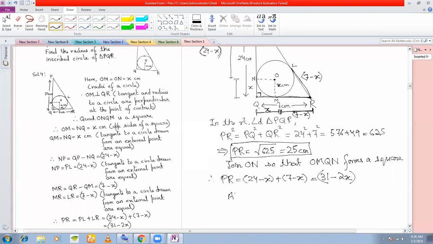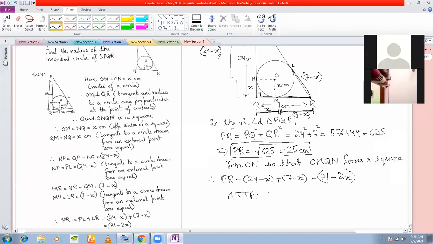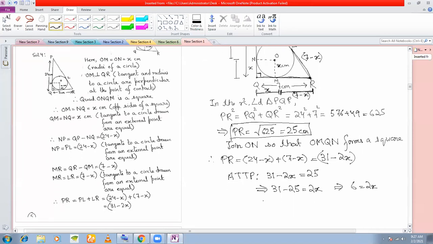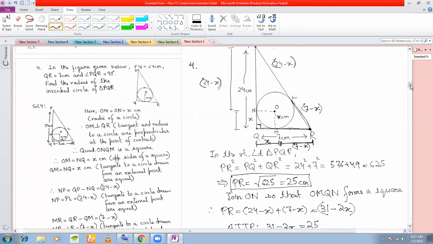So according to this problem, 31 minus 2x must be equal to 25. Now we solve this equation to find out the radius of the circle. That means 31 minus 25 is equal to 2x. That means 6 is equal to 2x. That means x is equal to 6 by 2, which is 3 centimeter. That's it. Any questions on this problem?